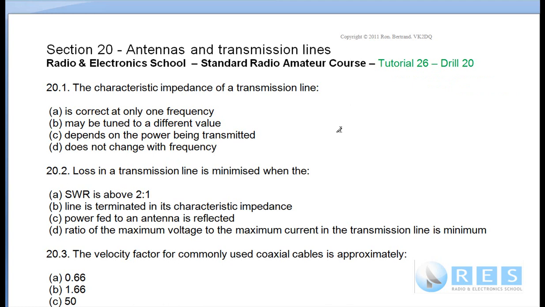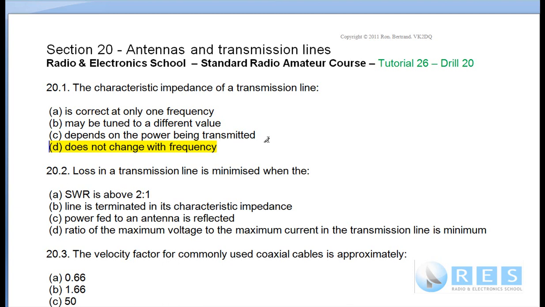20.1. The characteristic impedance of a transmission line does not change with frequency. It's not like an ordinary impedance. It's not like the impedance of a resistive and inductive and capacitive circuit. Characteristic impedance is that behavior of transmission lines where the voltage and current distribution in them as a wave's travelling through them settles into a particular ratio, an E/I ratio, and Z equals E over I, that's impedance, and that's called the characteristic impedance.